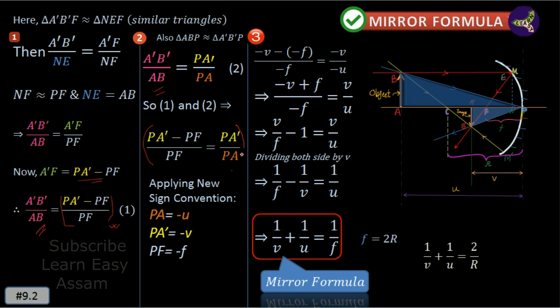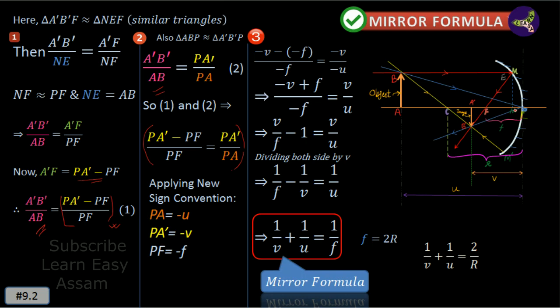In this relation we have to use the sign convention. If you use the sign convention, you can see here PA. What is PA? From the diagram, P is this and A is this. So this is nothing but the distance from the pole to the object. That is the object distance. Applying the sign convention, we can write that the object distance is minus u. Similarly, PA dash. What is PA dash?